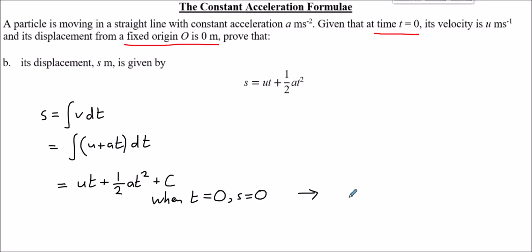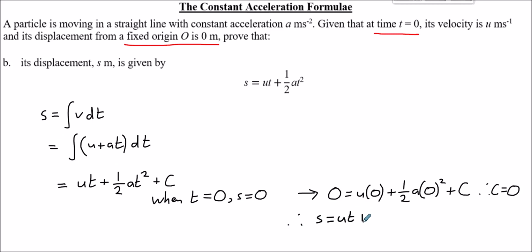So going forward, we can say that s, which is 0 at time t equals 0, equals ut, which is u multiplied by 0, plus a half a t squared, which is now a half a 0 squared, plus c. So 0 equals 0 plus 0 plus c, so therefore c, we've concluded, must be equal to 0, and therefore we then have s equals ut plus a half at squared, which we've become familiar with using before now. So that's how it can be derived using integration.